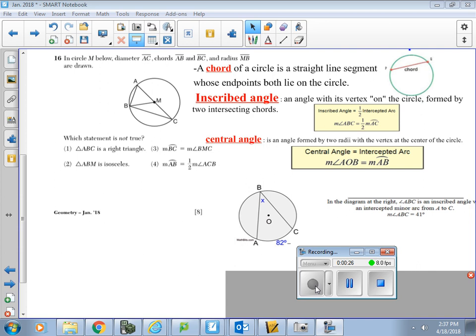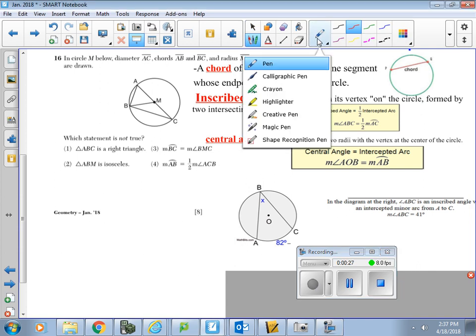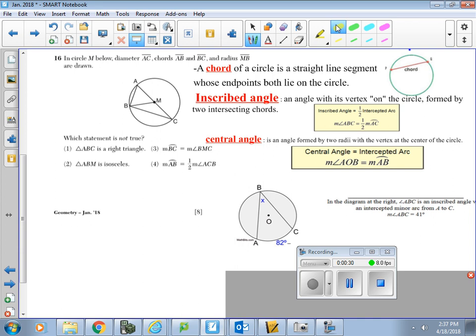It says, in circle M below, diameter AC, chords AB and BC, and radius MB are drawn. Which statement is not true? Okay, in order to do this question, there's really a couple of vocabulary words that you're going to need to know and be able to define.